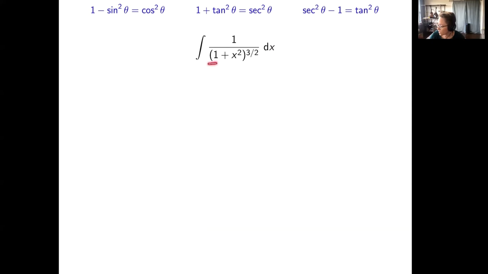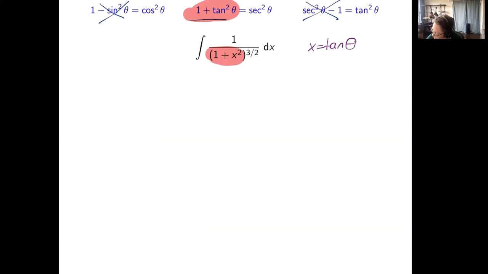The quadratic expression down here is 1 plus something squared. So we're going to check out our identities at the top and see which one looks like 1 plus something squared. This is 1 minus something squared. This is 1 plus something squared. And this is something squared plus 1. So we're going to use that middle identity: 1 plus tan squared is secant squared. My goal is for my quadratic term to turn into 1 plus tangent squared. So the substitution that I should use is x is equal to tangent of theta.